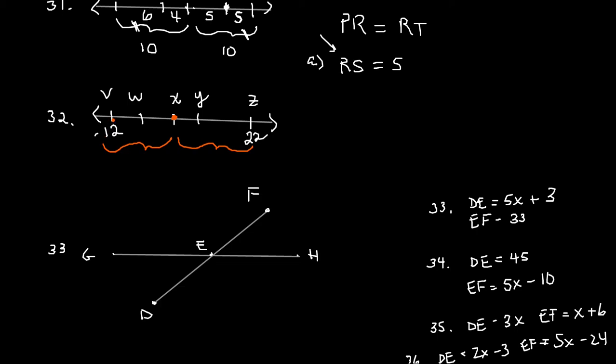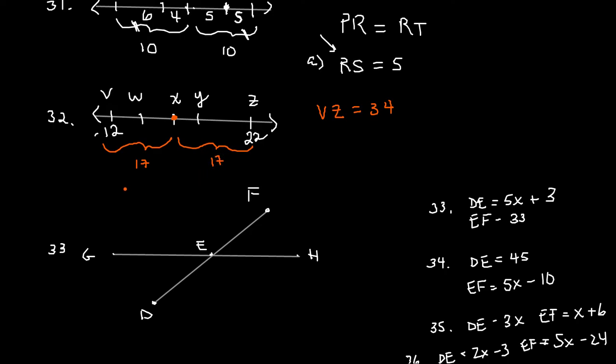All right, now I know the length of this whole segment because they give us the coordinate of V is -12 and the coordinate of Z is 22. So we know the length of that whole thing. Up to here it would be 12 and then we would add on 22. So the length of segment VZ is going to be 34. Because they're congruent, if we share it between these two parts, each one's going to be 17.